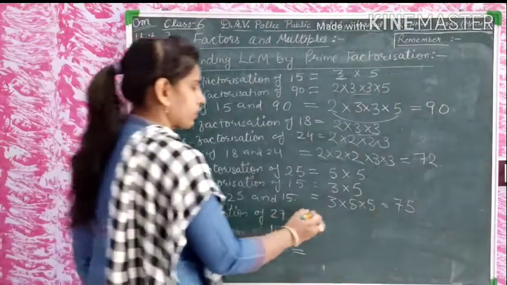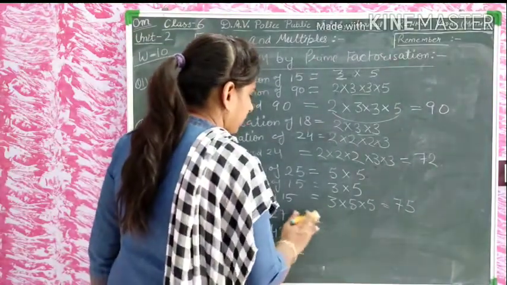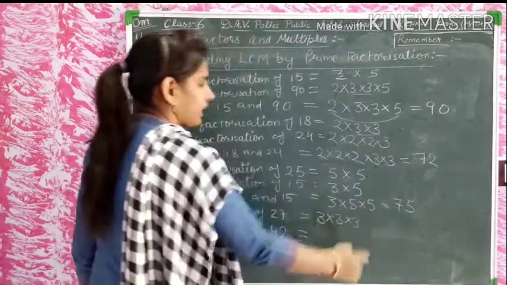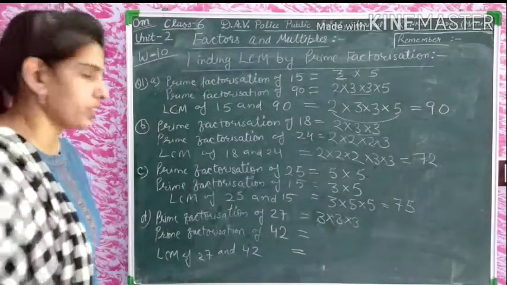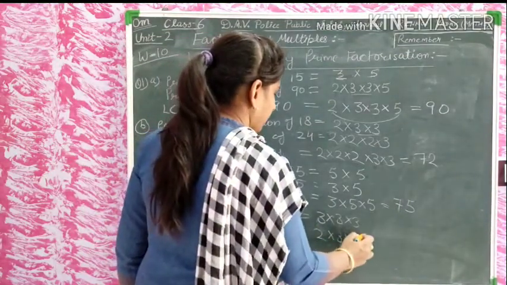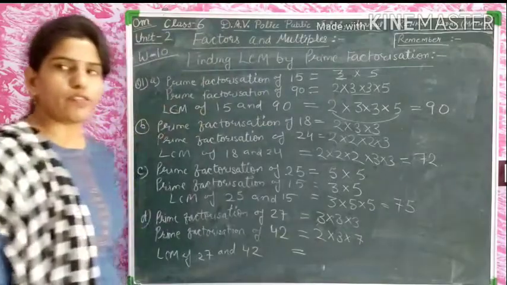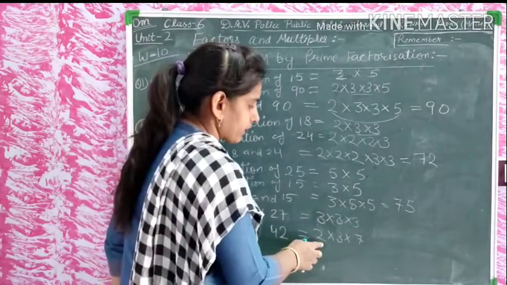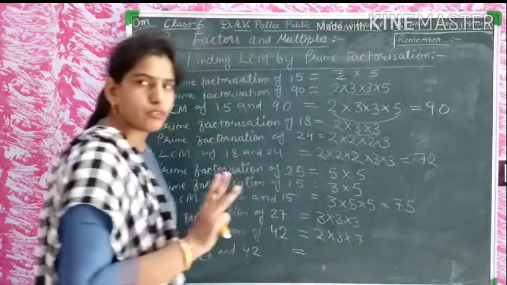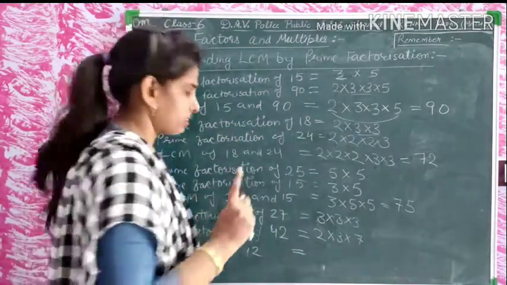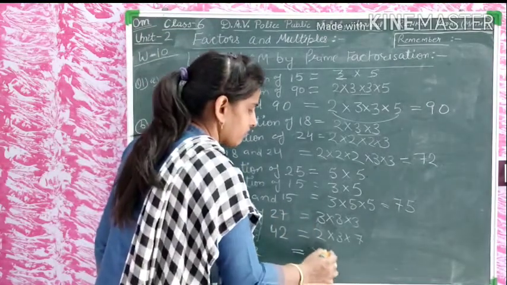Now prime factorization of 27: 3 into 3 into 3. 3 into 3 is 9, 9 into 3 is 27. Now 42: 2 into 3 into 7. This is the prime factorization of 42. Now there are only 3 factors: 2, 3 and 7. First we will check for 2. It occurs a maximum of only one time, so we write it one time.